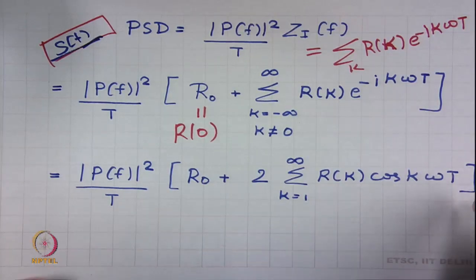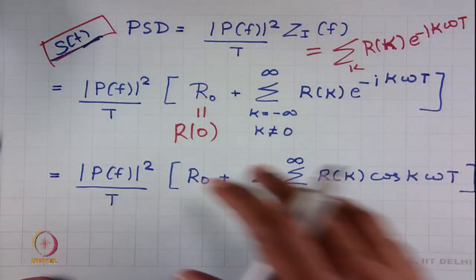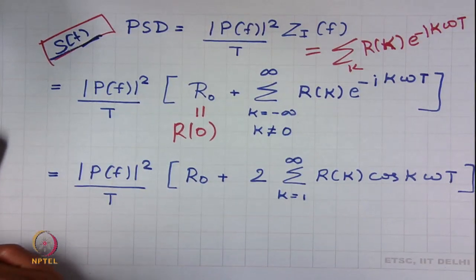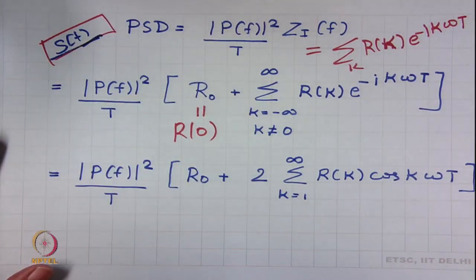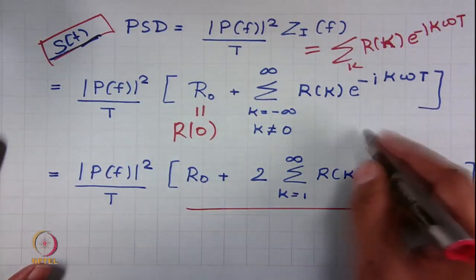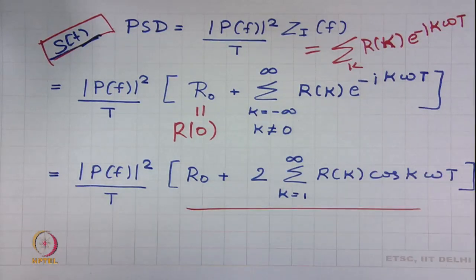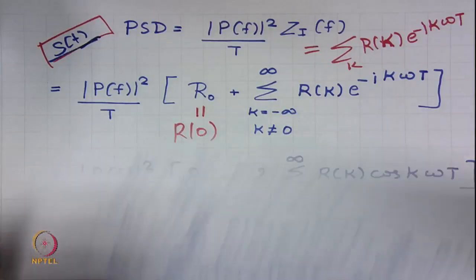So, it is a good idea to see that there are various ways in which you can find the expression of the power spectral density. How do we get this from this? Let me explain that as well. It is tedious, but it is also trivial. So, let us see, we are trying to derive this expression from this expression.